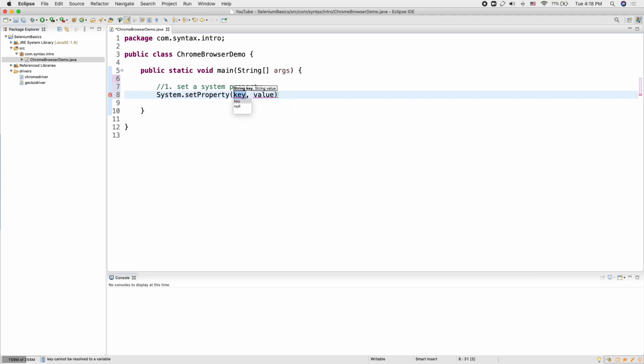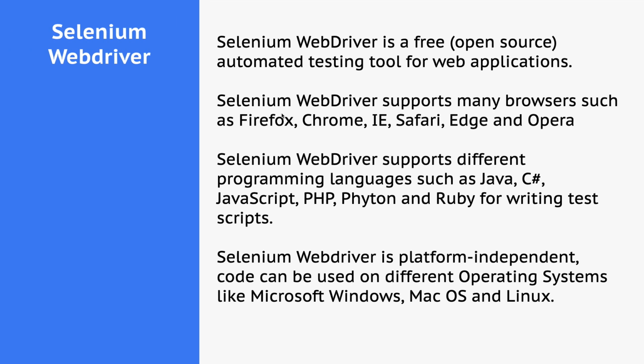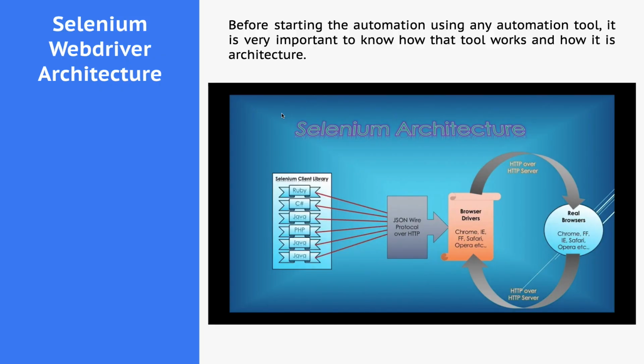In here I will have to pass two string arguments: the key and the value. So the way Selenium works, let me see if I have this in the slides. First we will be writing our code using any of these programming languages, and as I mentioned in our tutorials, we're using the Java language.